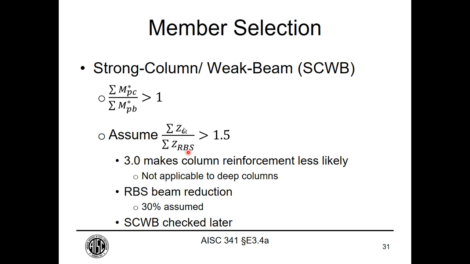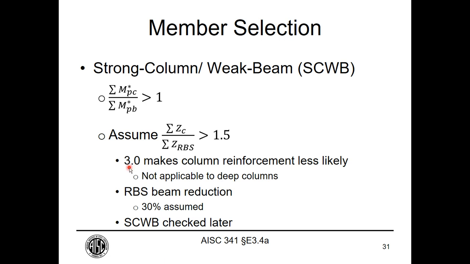And this isn't going to be 100% accurate. It's going to be biased, and I like to keep this ratio above 1.5. I find that if I keep this ratio above 1.5, I never fail strong column, weak beam. Probably you can come close. Probably in some circumstances you will fail, but at least most of the time it works, and even when it doesn't work, you're close to making it work with just a slight adjustment.